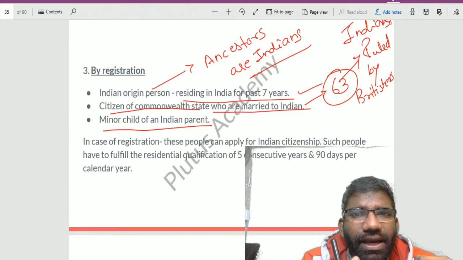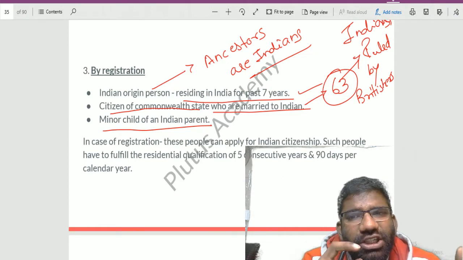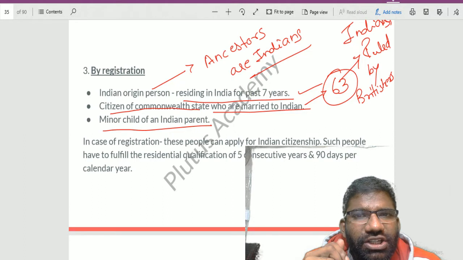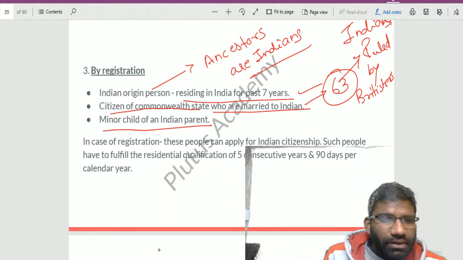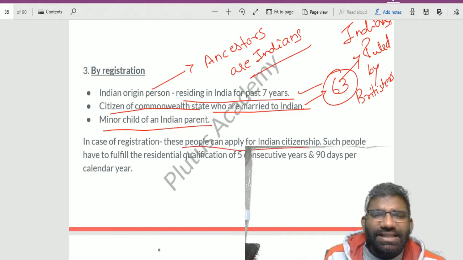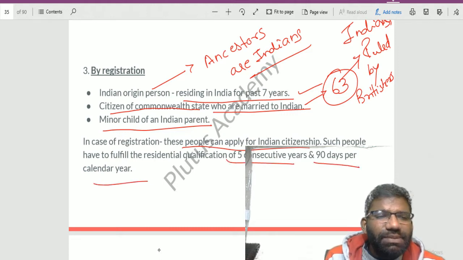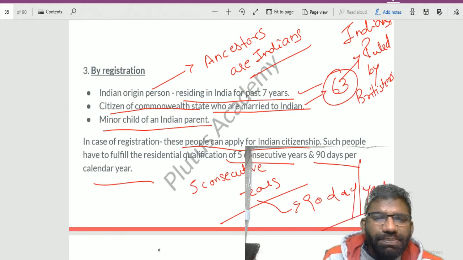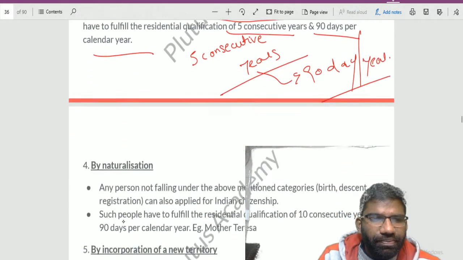Minor child of an Indian parent, child is born abroad, but at certain juncture of time, the child feels that he needs to acquire the Indian citizenship. At that time, he needs to surrender his foreign citizenship and can acquire Indian citizenship. These people can apply for Indian citizenship, but they need to stay in India 5 consecutive years, 90 days per calendar year. Then this person can get Indian citizenship.